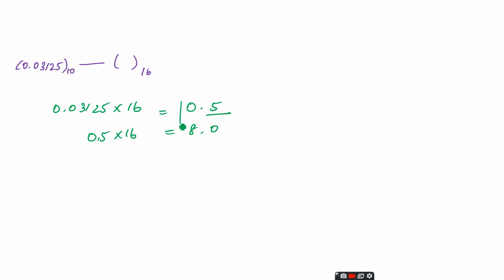Now we can write the answer from top to bottom. First we'll write this 0, 0.0. After that we'll write 8, base 16. This is the answer.